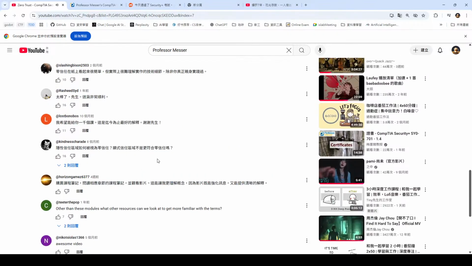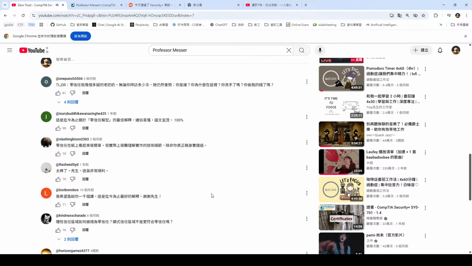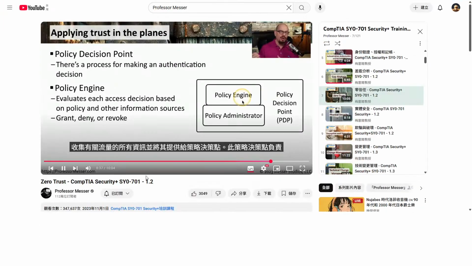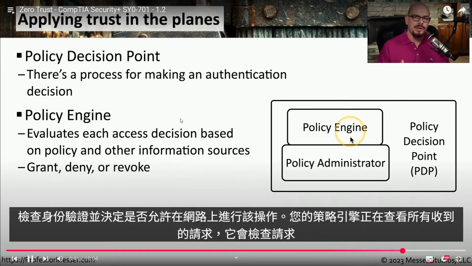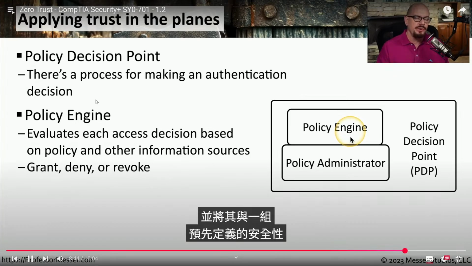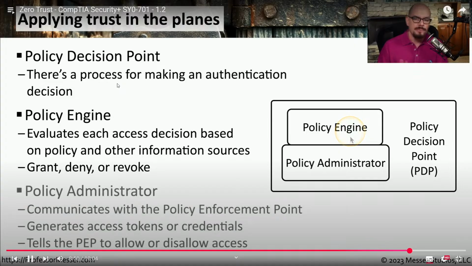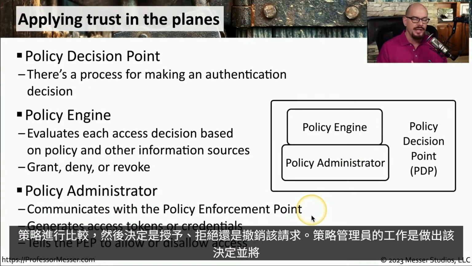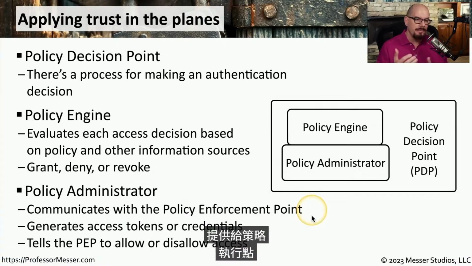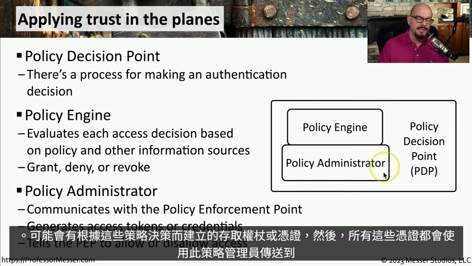This policy decision point is responsible for examining the authentication and making a decision on whether that should be allowed on the network. Your policy engine is looking at all of the requests that are coming through. It examines the request and compares it to a set of predefined security policies and then makes a decision on whether that is granted, denied, or revoked. The policy administrator's job is to take that decision and provide that information to the policy enforcement point. There may be access tokens or credentials that are created as a result of these policy decisions, and all of those credentials are then sent to the policy enforcement point using this policy administrator.